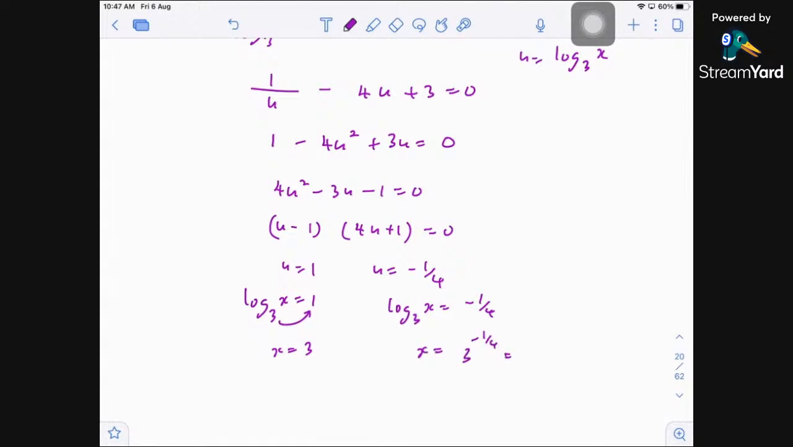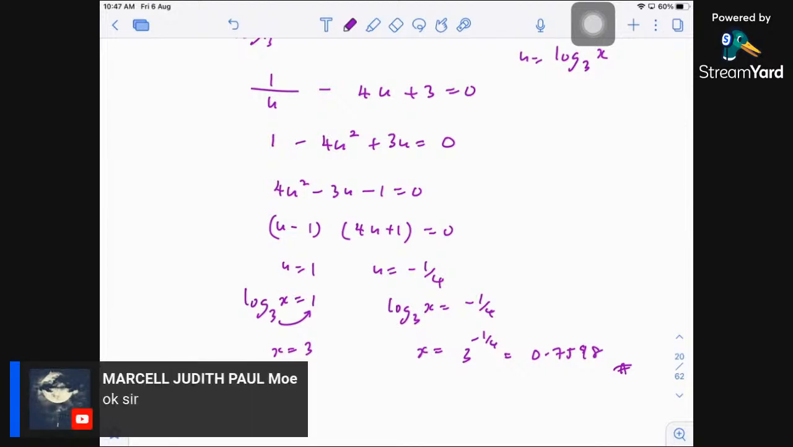So I think that is very obvious. 3 to the power of negative 1 over 4 is going to give me 1 over what? Oh no, 0.7598. Yes or not? Okay, I hope you can accept this. Okay, clear. I hope everyone is clear. Any problems up to here?